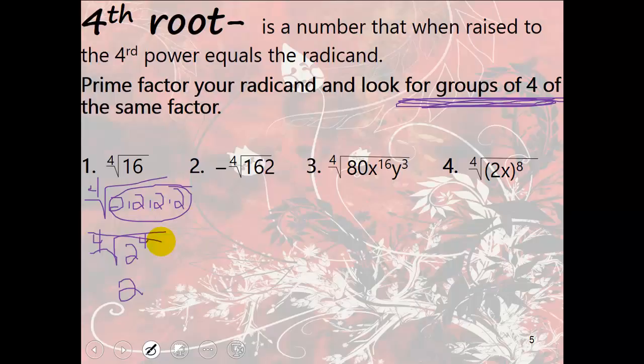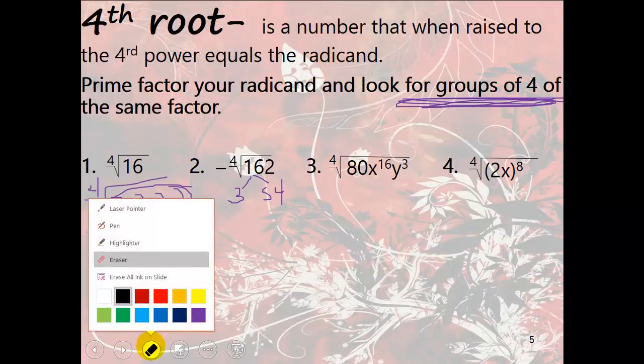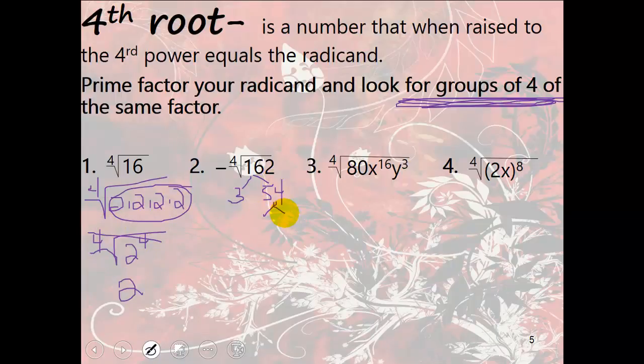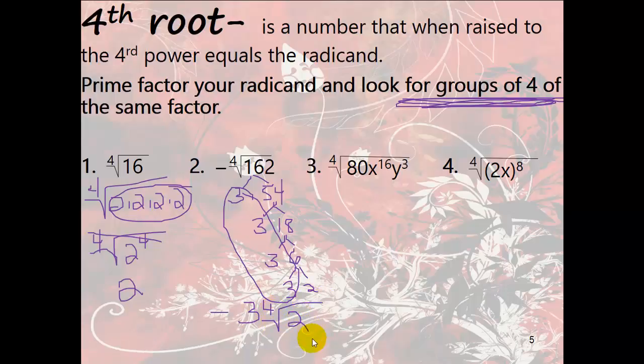For 162, I'm going to prime factor, and I'm going to start with 3. And I have 3 and 54. And then I have 3 and 18. And then I have 3 and 6. And I have 3 and 2. This is a group of 4 3's. So that's 3 to the 4th. So the 4th root of 3 to the 4th is just 3. The negative is from out in front. And then I have the 4th root of 2. So it's negative 3, 4th root of 2.